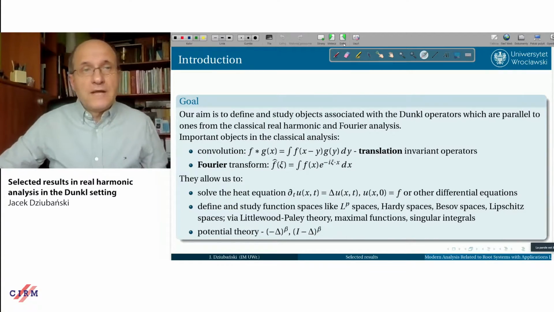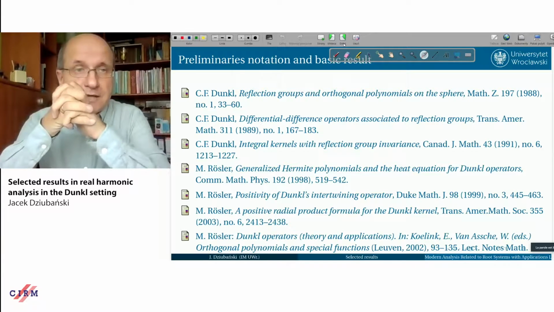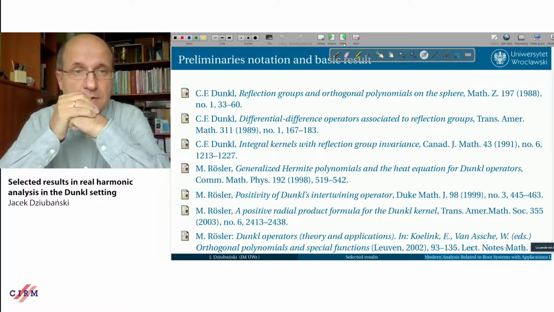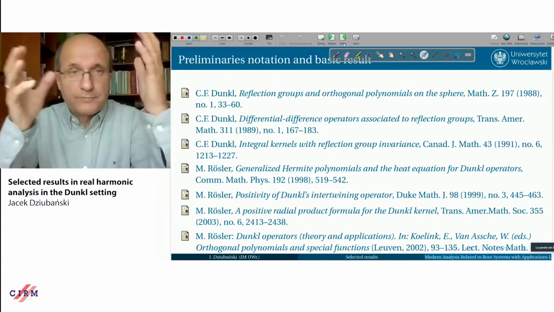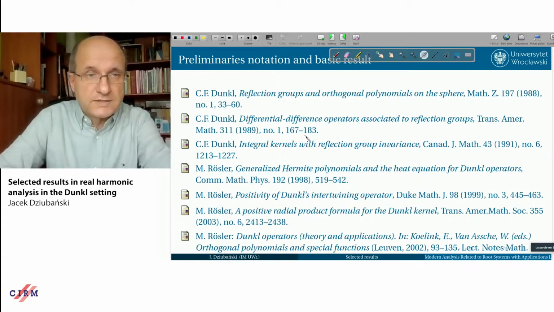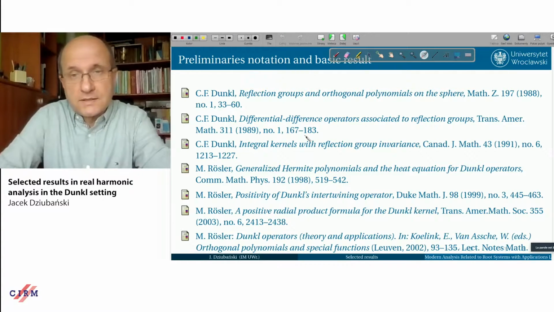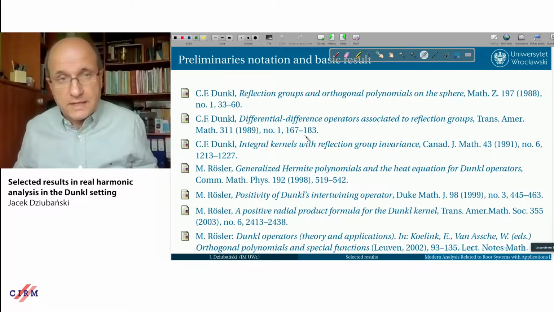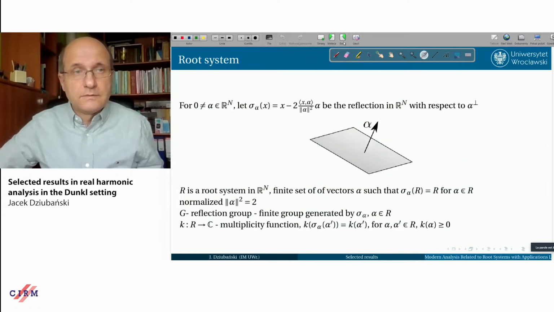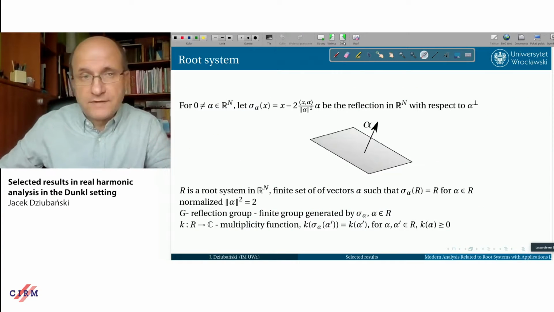Okay, so now I will go through the preliminaries very, very fast because many objects were already defined in the morning in this conference, and I will try to keep the notation from the articles of Charles Dunkl and Margit Rösler, where the results can be found. So I will pass very, very fast.